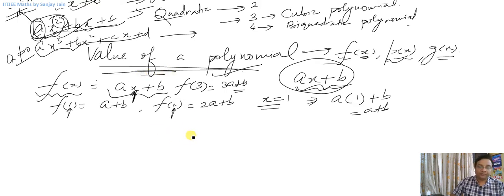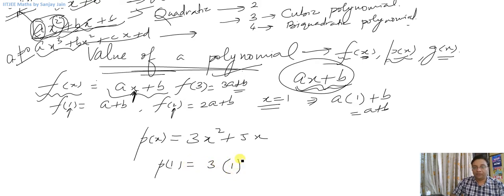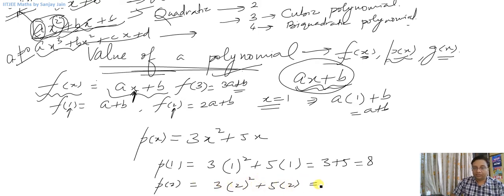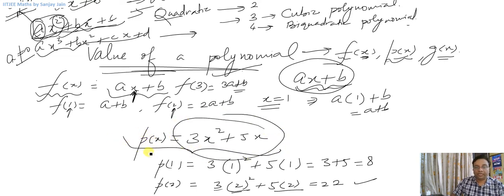So if I give you 3x square plus 5x, and I write it like this, p of x. So what will be p of 1? P of 1 will be 3 into 1 squared plus 5 into 1, that is 3 plus 5, which is equal to 8. So if I ask you p of 2, you will just replace x with 2 everywhere. So it will give you 4 into 3, 12 plus 10, that is 22. So the value of this polynomial at x equal to 2 is 22.